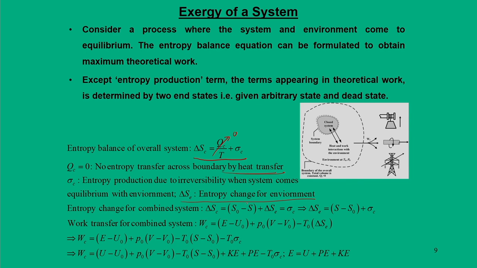So, we are now going to calculate what this delta S_C is. Delta S_C is nothing but S_0 minus S plus delta S_E, where the first part is for the system and delta S_E is for the environment, and that is equal to sigma_C. So, from these equations, we can get delta S_E as S minus S_0 plus sigma_C.